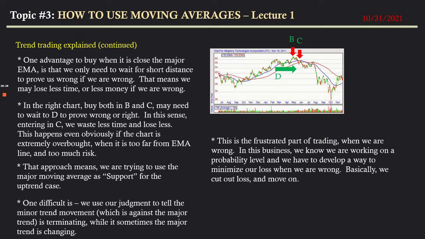See, this is very frustrating trading when we are wrong, right? In this business, we know it's working on a probability level. We have to develop a way to minimize our loss when we are wrong. So basically, we have to cut loss and move on. You don't want to hold this downtrend, right?